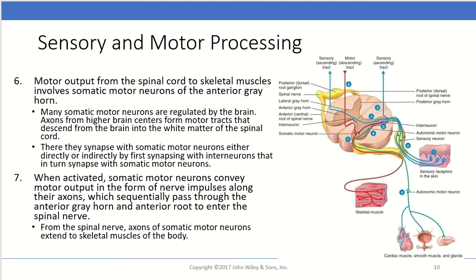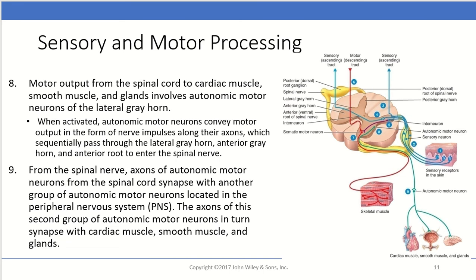And then finally, last but not least, when these are activated, the somatic motor neurons are going to convey motor output in the form of nerve impulses along those axons, which are then subsequently going to pass through the anterior gray horn and the anterior root to enter the spinal nerve. And then from that spinal nerve, the axons of the somatic motor neurons are going to extend to skeletal muscles in the body.